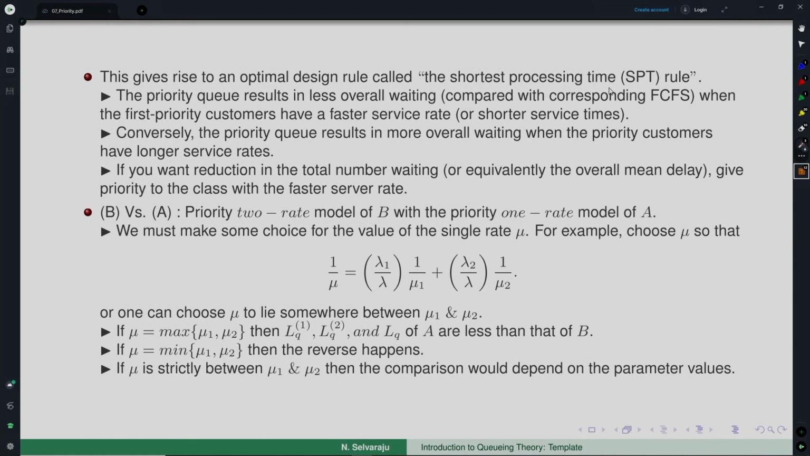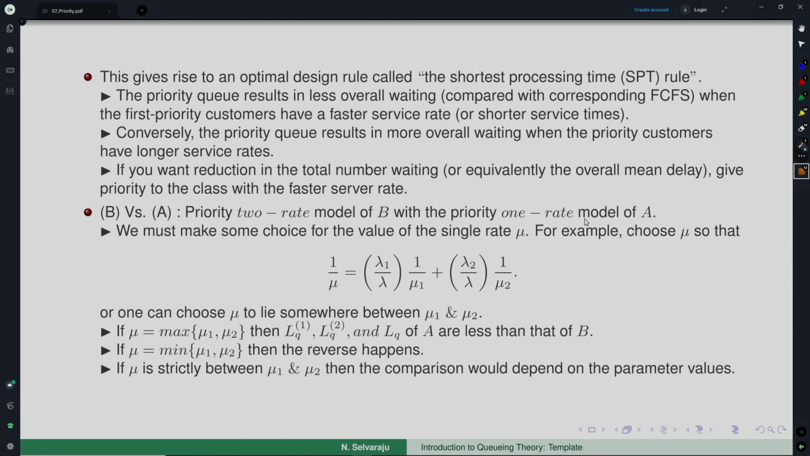You see precisely when that can happen in this case. So, if you compare the 2 rate priority with the 2 rate no priority model, now let us compare the priority 2 rate with the priority 1 rate model. Now, for this 1 rate, you must make some choice of mu. There is a mu1 and mu2 in the 2 rate model, and a single mu there. So now you have to compare.